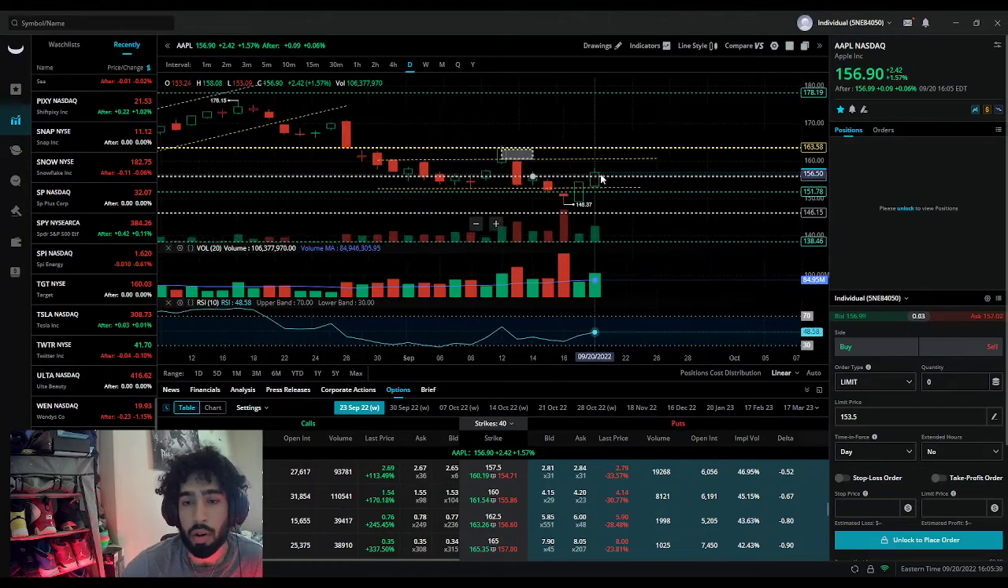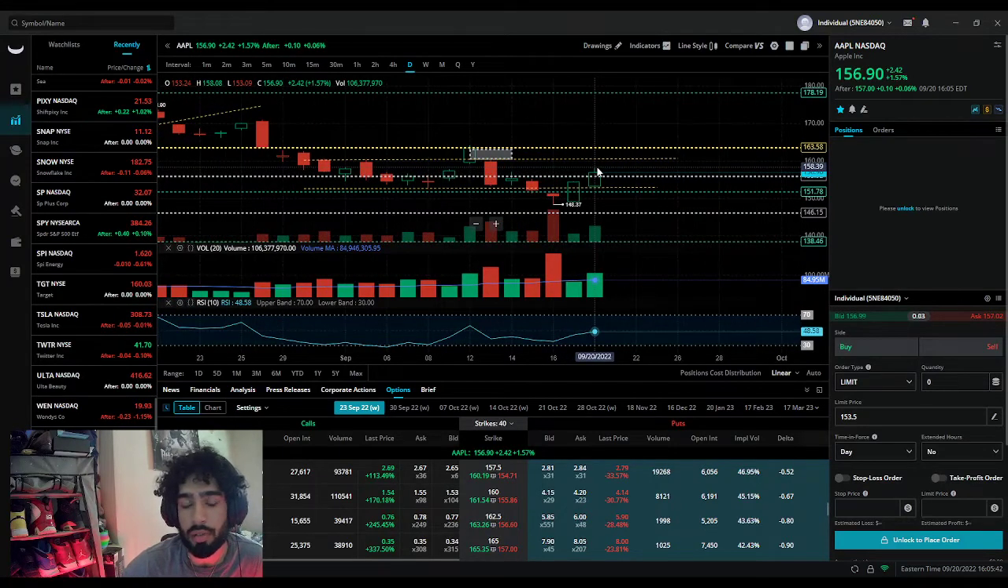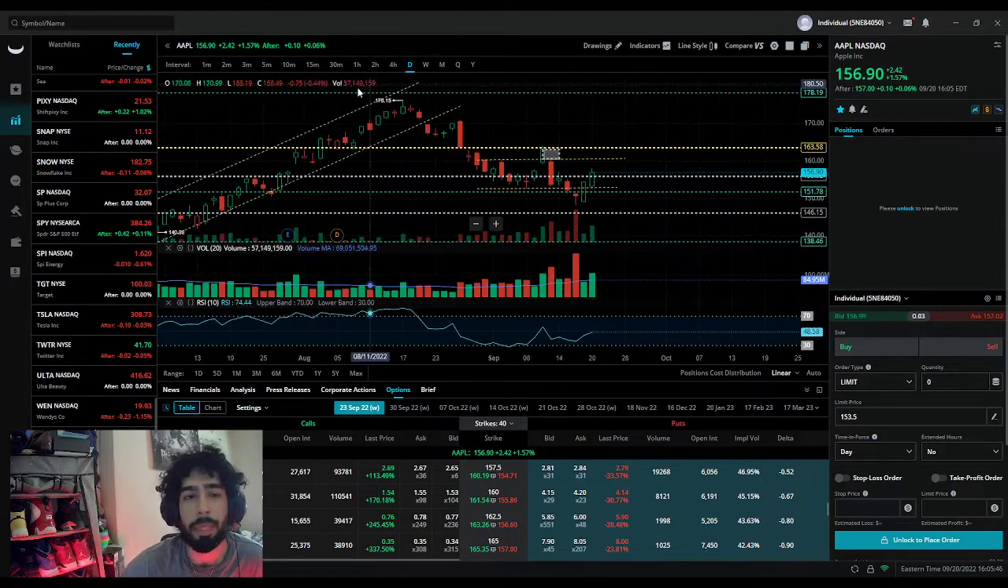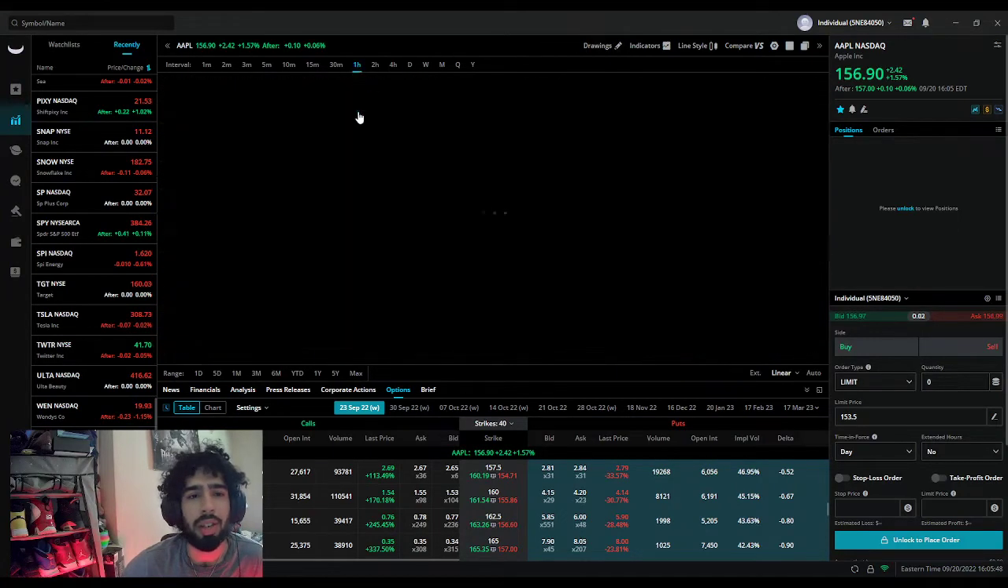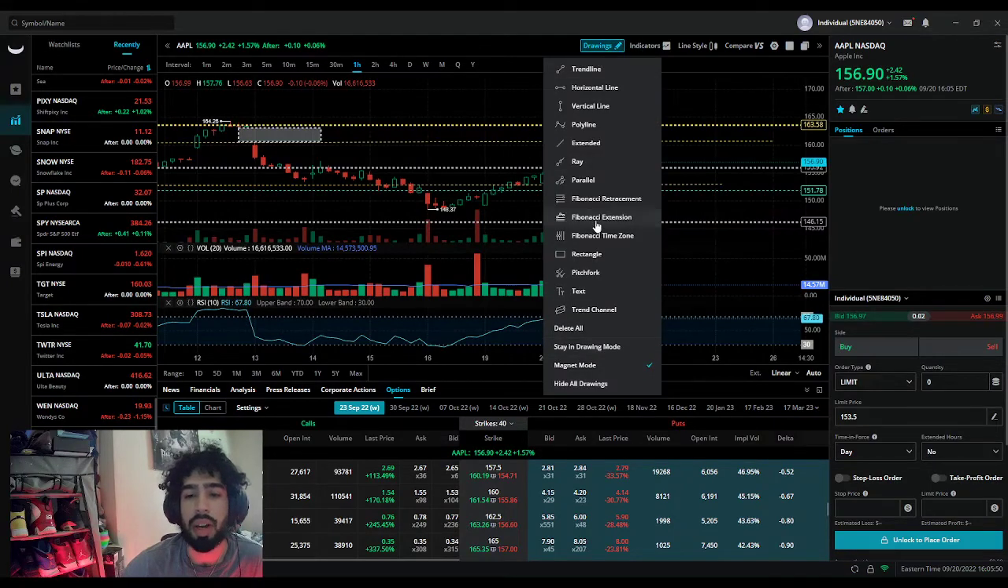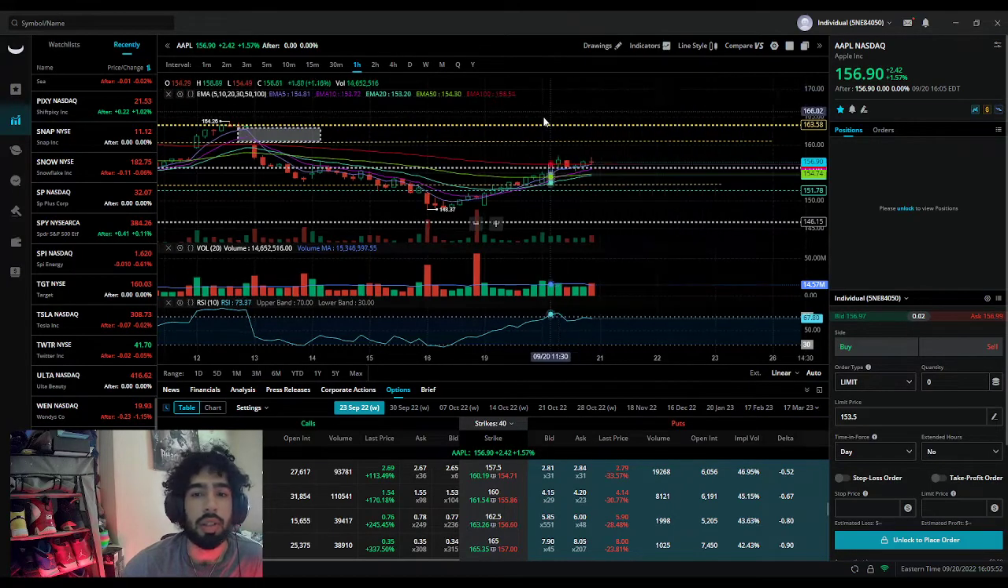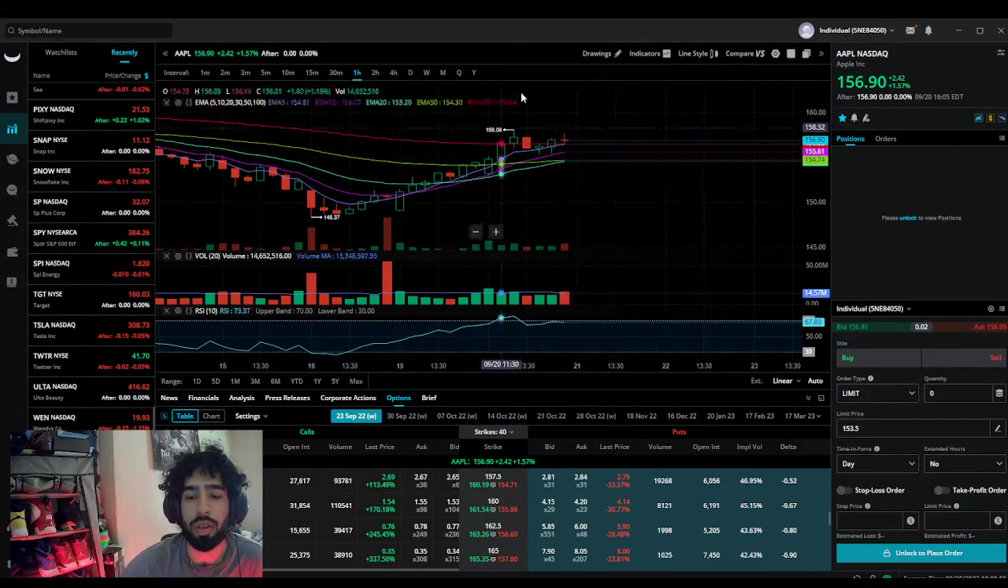for a couple hours. It rejected the 158 area. I don't see that as a resistance yet at the moment. Let's break it down to the hourly though. Let's just see it in the hourly because we get a better picture. Let me hide the drawings real quick.